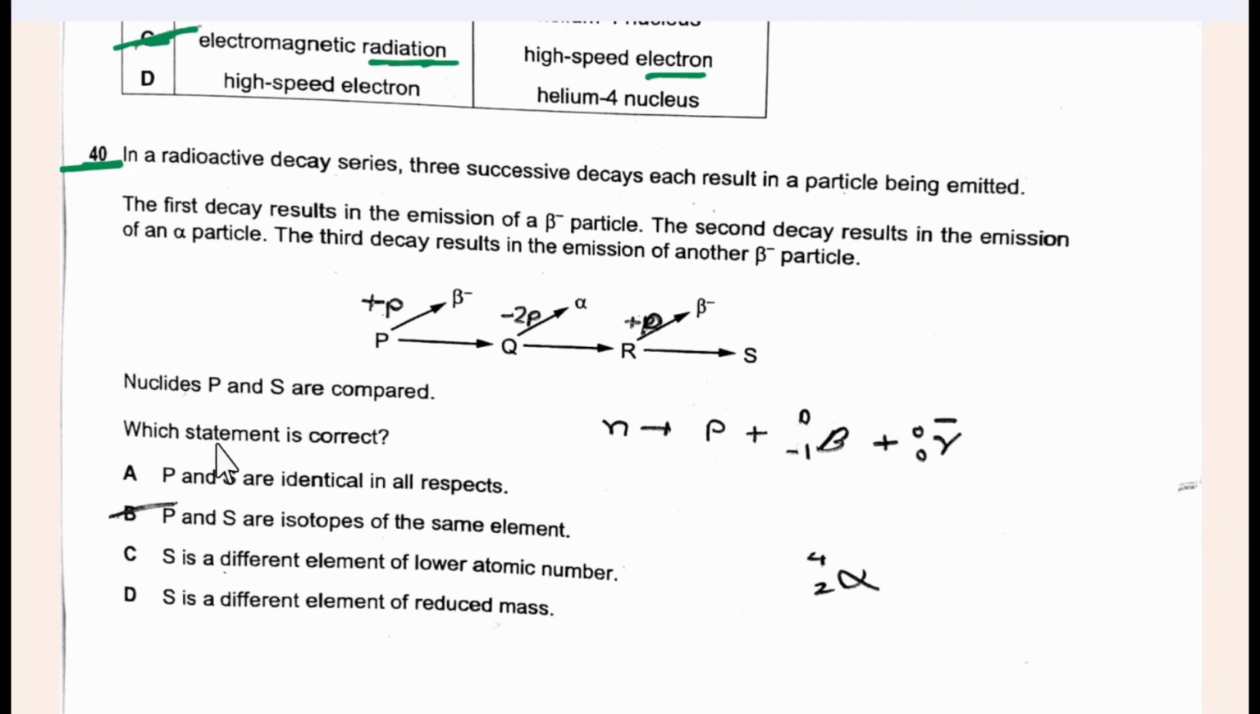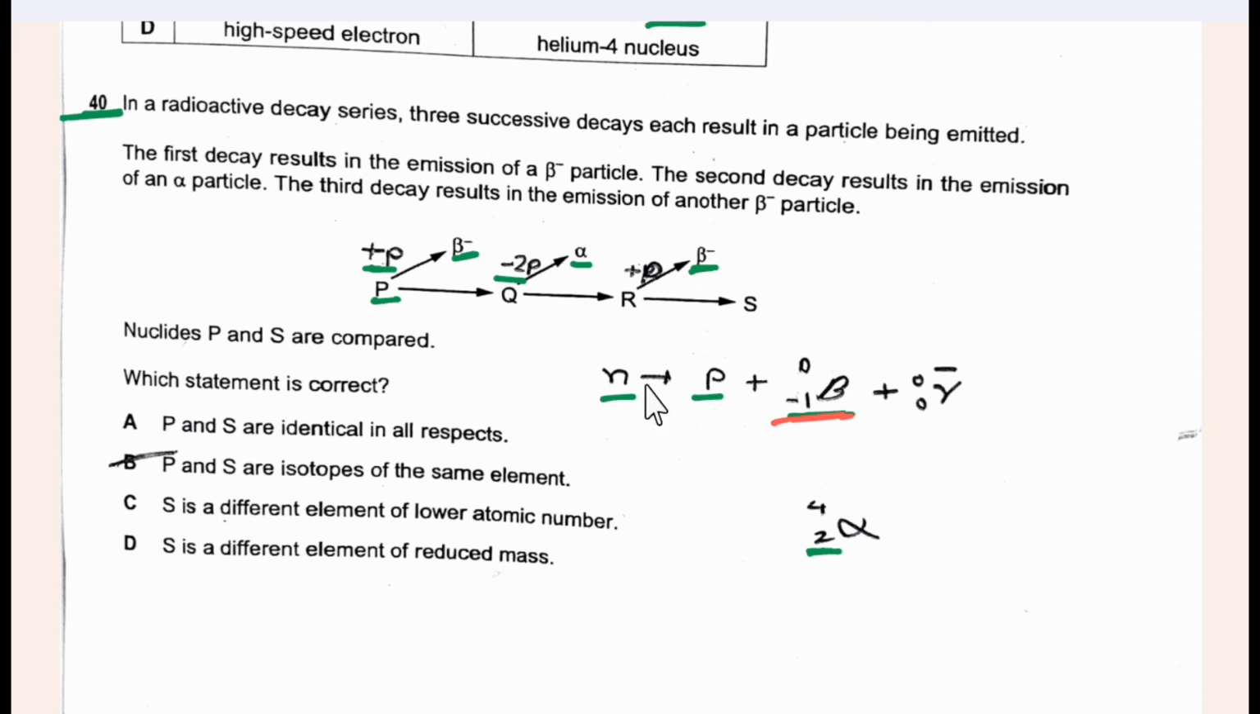40. Nuclei P and S are compared. Which statement is correct? For P, after emission of a beta minus particle, we can see that a neutron changes to a proton, so the proton number increases by 1. Then for Q, as an alpha particle is emitted and an alpha particle contains 2 protons, the proton number decreases by 2. Then R, since a beta minus particle is emitted, a neutron changes to a proton, thus the proton number increases by 1 and it forms S.